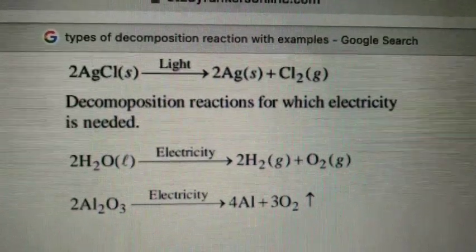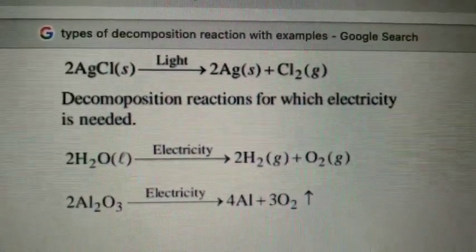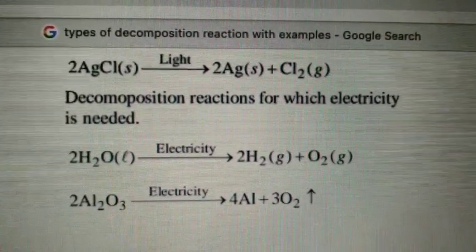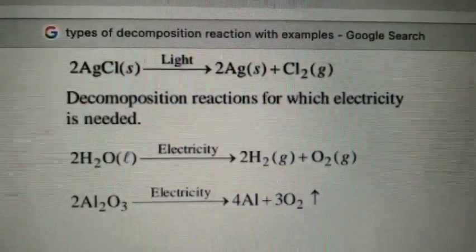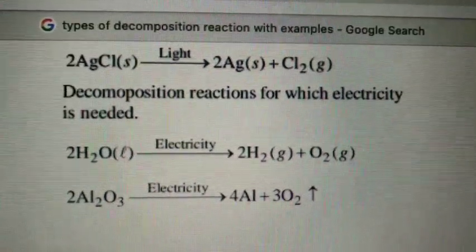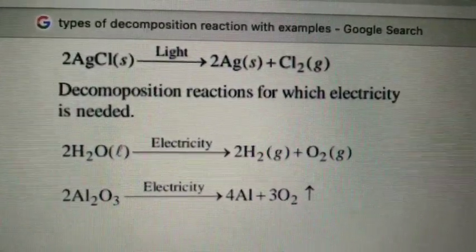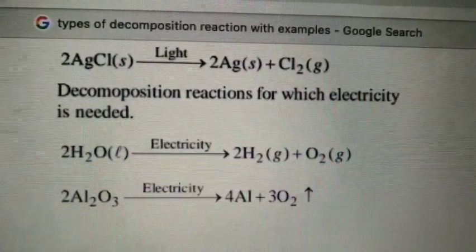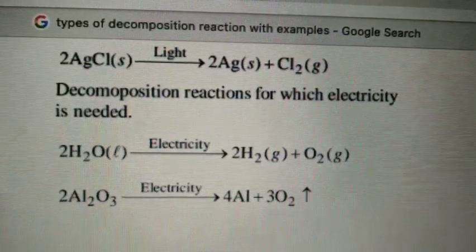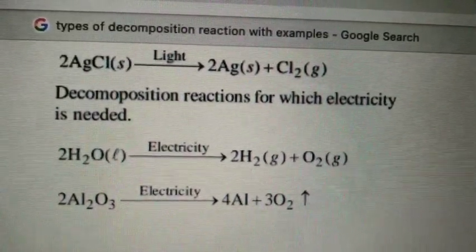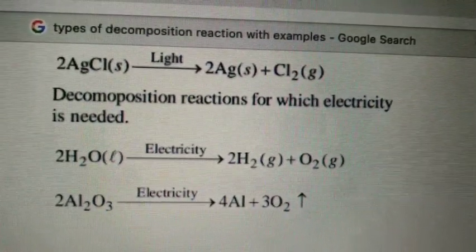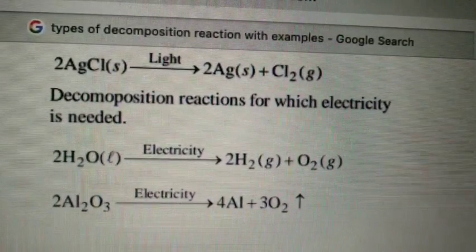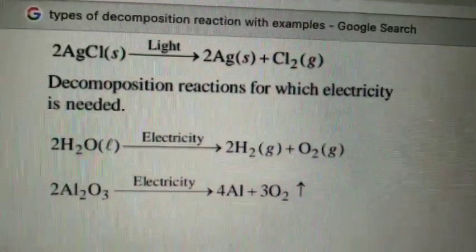You see the first example, that is AgCl, silver chloride. If it is exposed to light, it will decompose into 2Ag and Cl2, that is silver and chlorine. One example is given in your book, that is AgBr. If you expose AgBr to light, you will get silver and bromine.